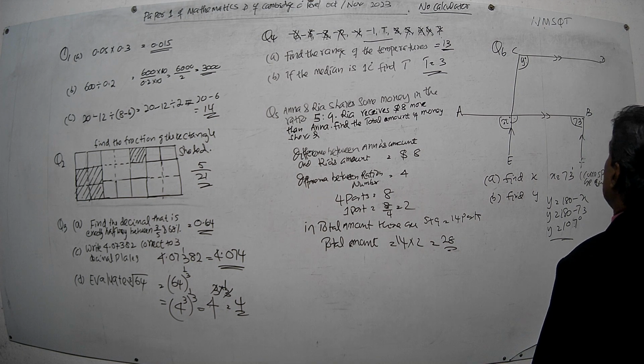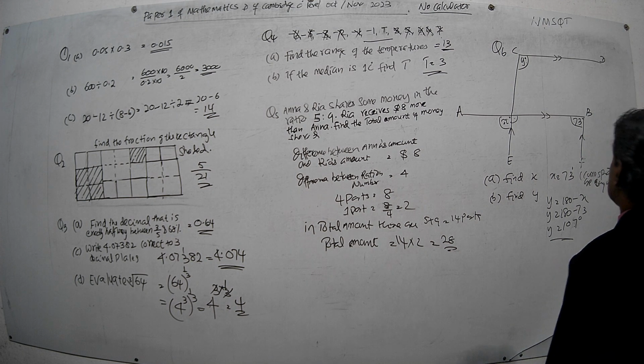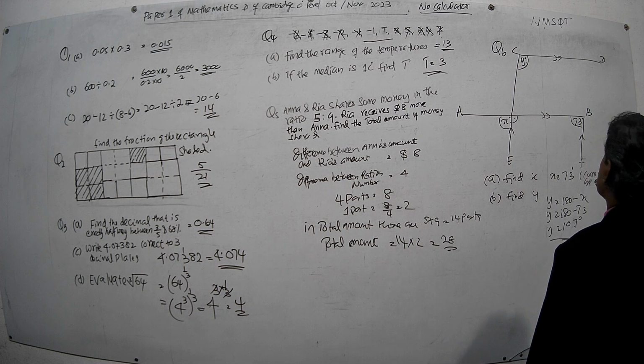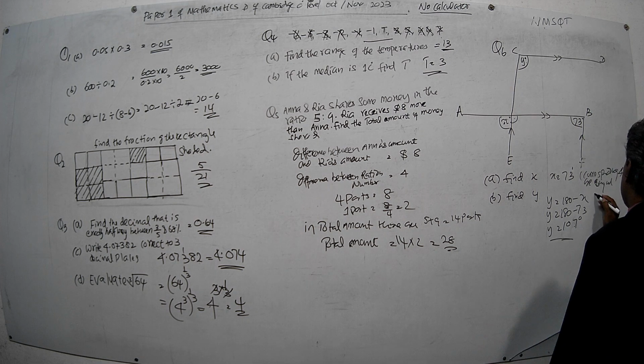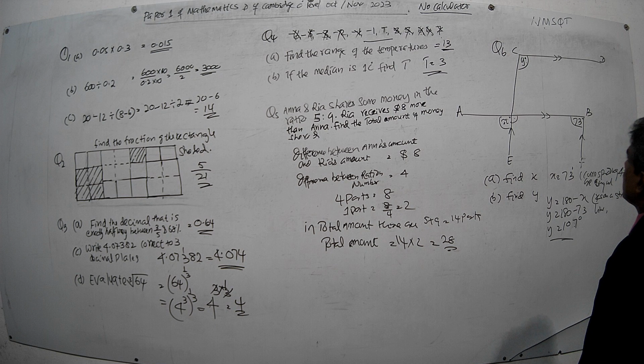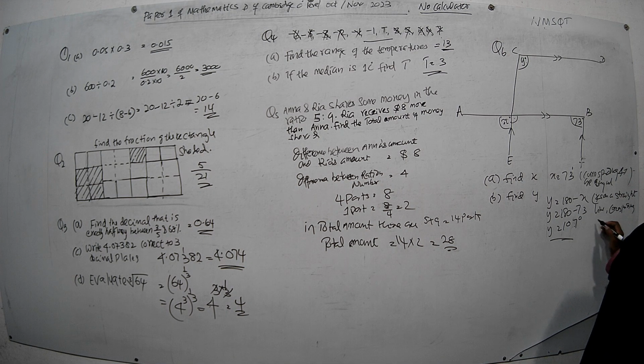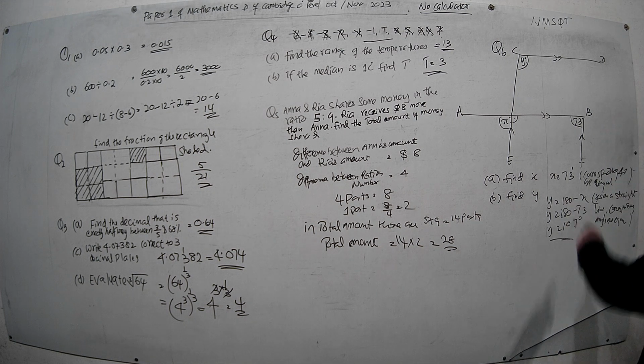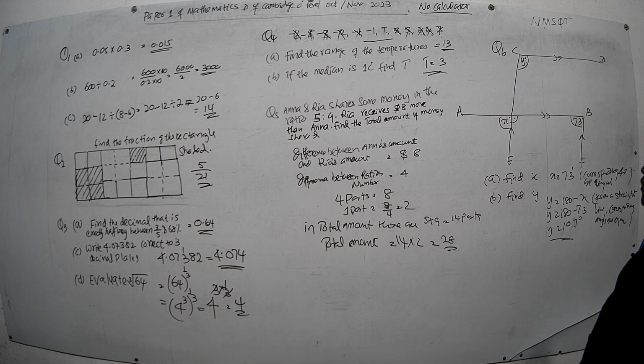Here, what did we apply? We applied angles on a straight line, and we applied what? The other one: corresponding angles are equal. Okay, straight away we took it here. Right. Okay, that's all.